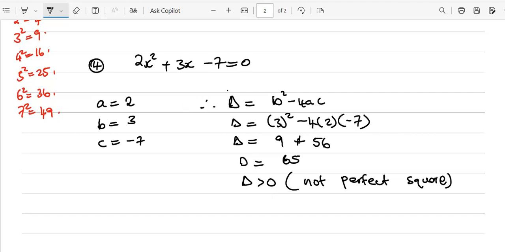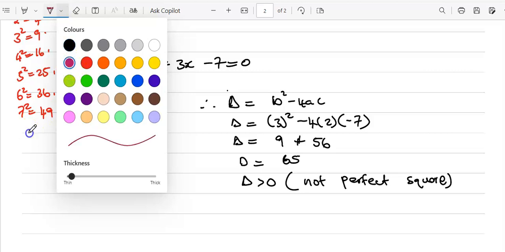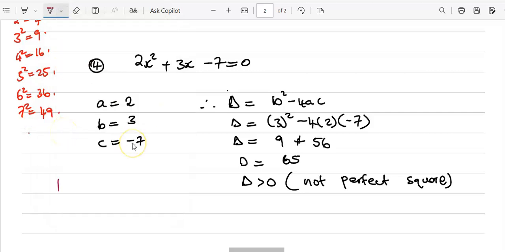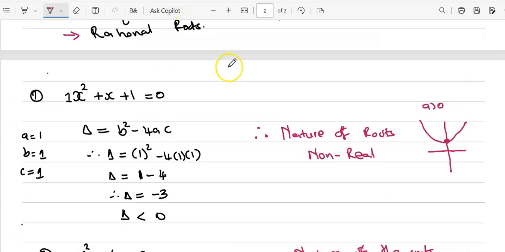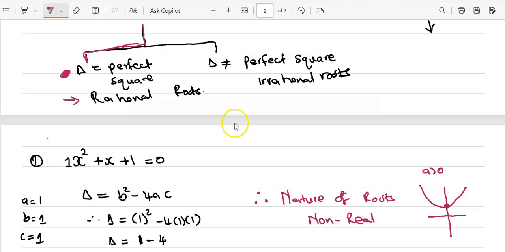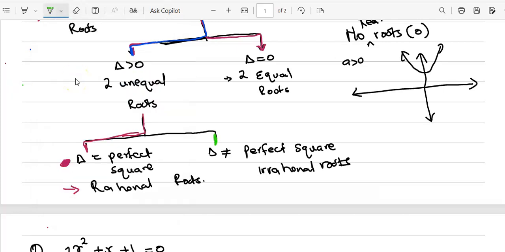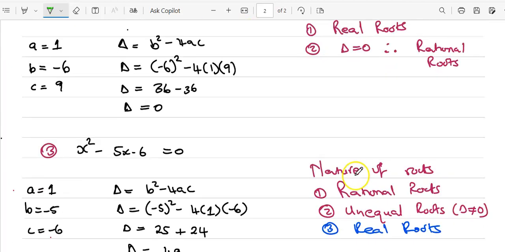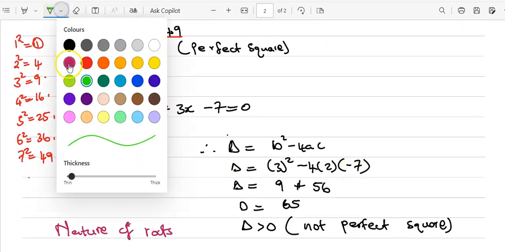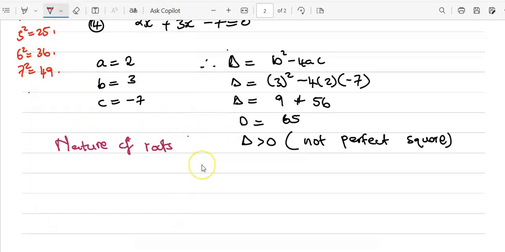Right. So now that we have this information, it will be easy for us to determine the nature of the roots. Let's write it here. The nature of the roots. So let's go to our map. Remember that we said if it is not a perfect square, we're going to start this side. We're going to start here. It's not a perfect square, so it has irrational roots. Let's write it down first. This is the first one. The roots are irrational.